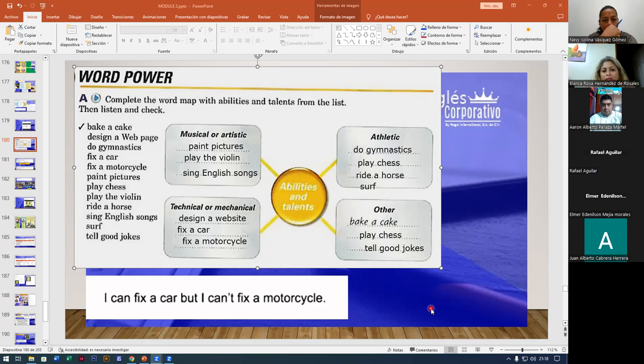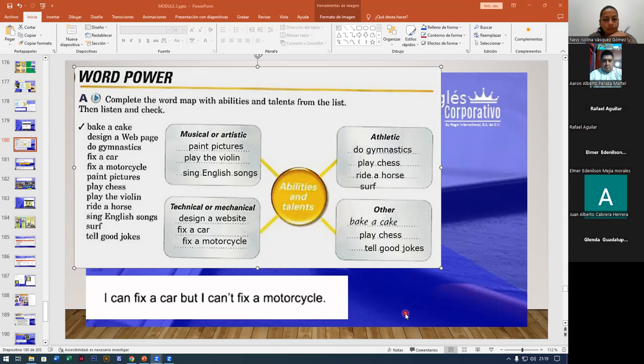Puede ser. I can help. That's it. I can't. Sorry. I cannot play the violin. Complete. Can you repeat this? I cannot play the violin. No sé qué más. You can say one affirmative and one negative. So what is the affirmative?